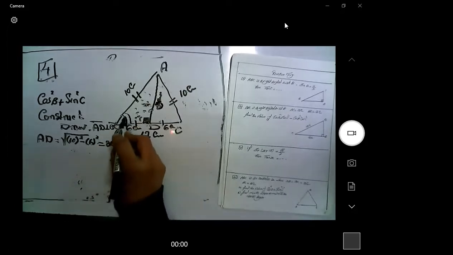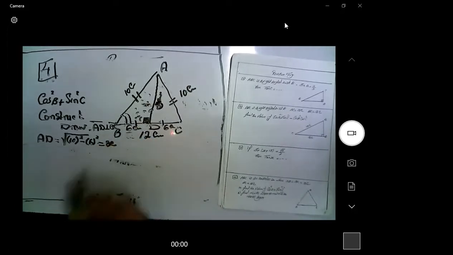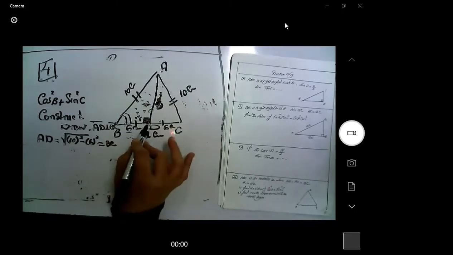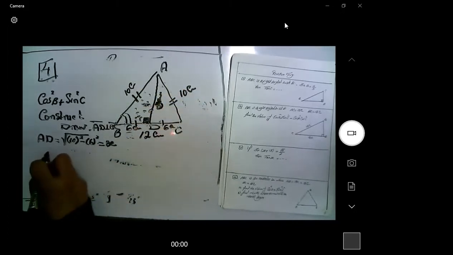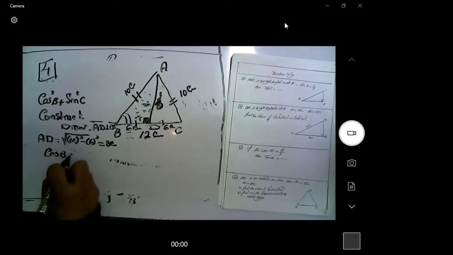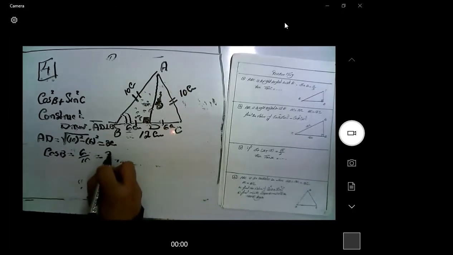Now we can get cosine angle B. Cosine B equals adjacent over hypotenuse. Then cosine B equals 6 over 10. 6 over 10 equals 3 over 5 by reducing.